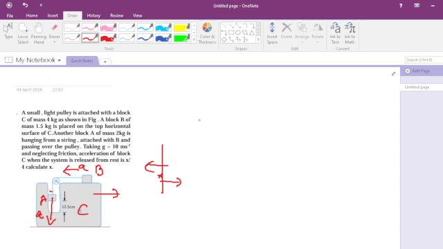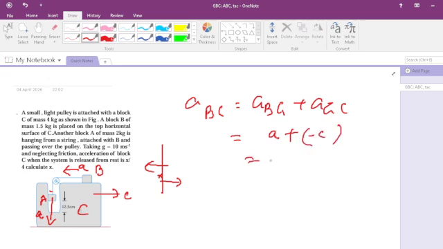So here we need to understand the acceleration of block B with respect to block C, because there is a relative motion. The acceleration of block B with respect to block C is given by the acceleration of block B with respect to ground plus the acceleration of ground with respect to block C. The acceleration of block B with respect to the ground is a, taking it as the positive direction. Let us say the acceleration of block C is c, so I have to write minus c because I'm writing a as positive. So this is a minus c. This point is clear now.